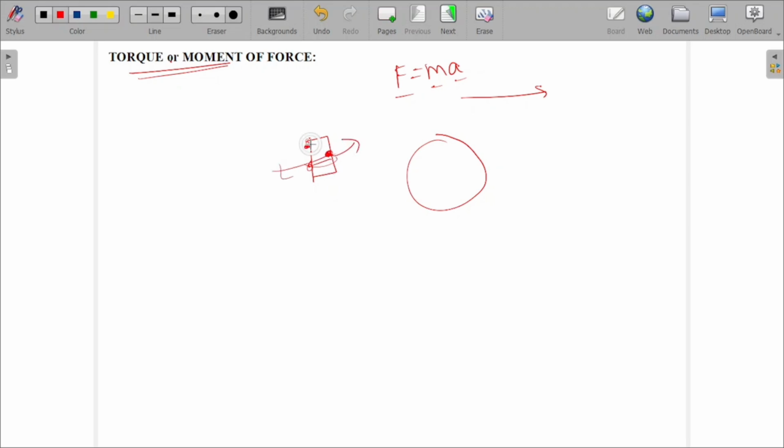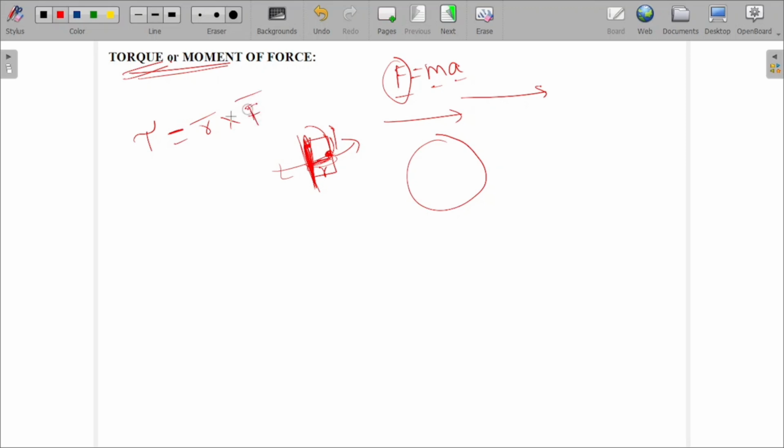Then from this support, the force is applied at a distance, right? That distance is r. At that distance r, you are applying a force so that it is moving. When it moves in a horizontal path, that will be called force. When it is rotating about a fixed point, then that will be called torque. Torque is denoted with tau, pronounced as tau. So torque equals distance into force.